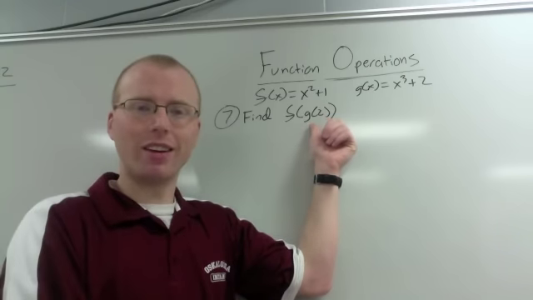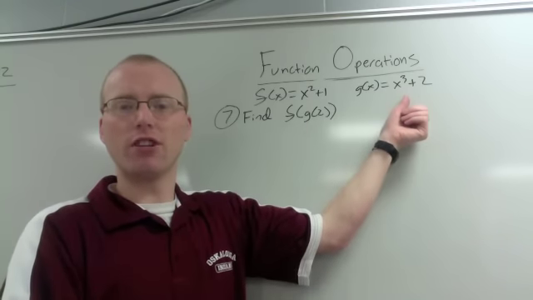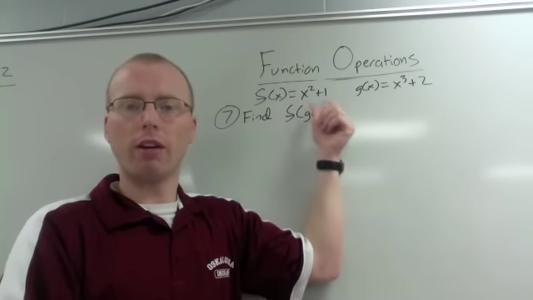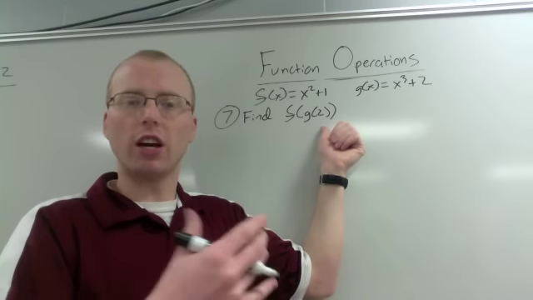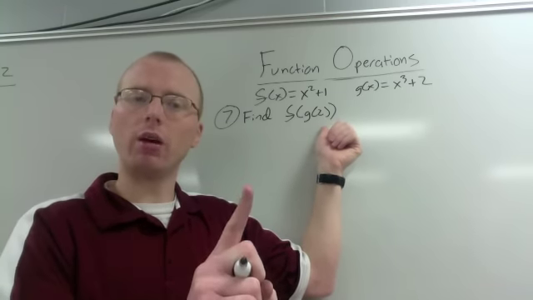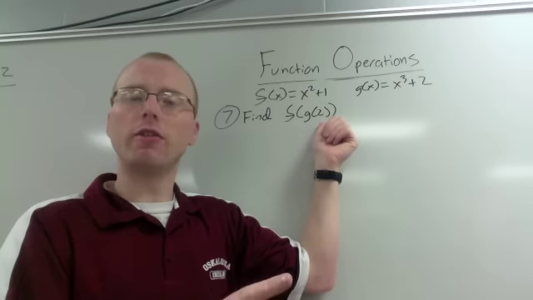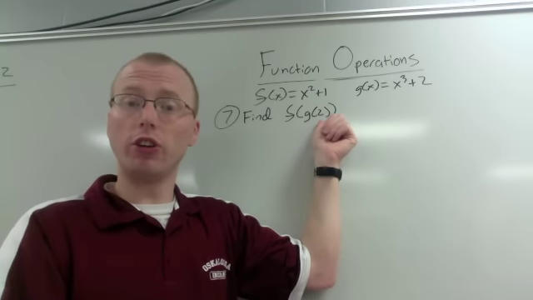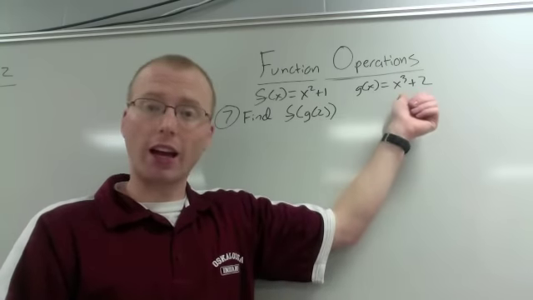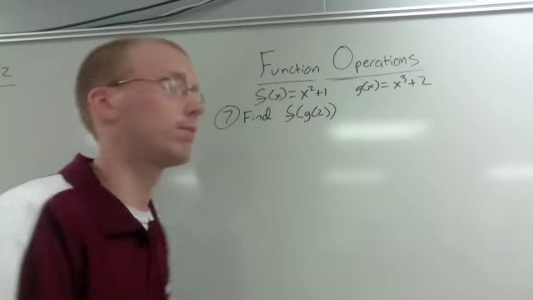My g is on the inside, so that means I'm going to take my g and plug it in for f. But since it's g of 2, I have to do one thing before I plug g in for x. It's asking me to find g of 2. I'm going to plug in 2 for x into my g function.